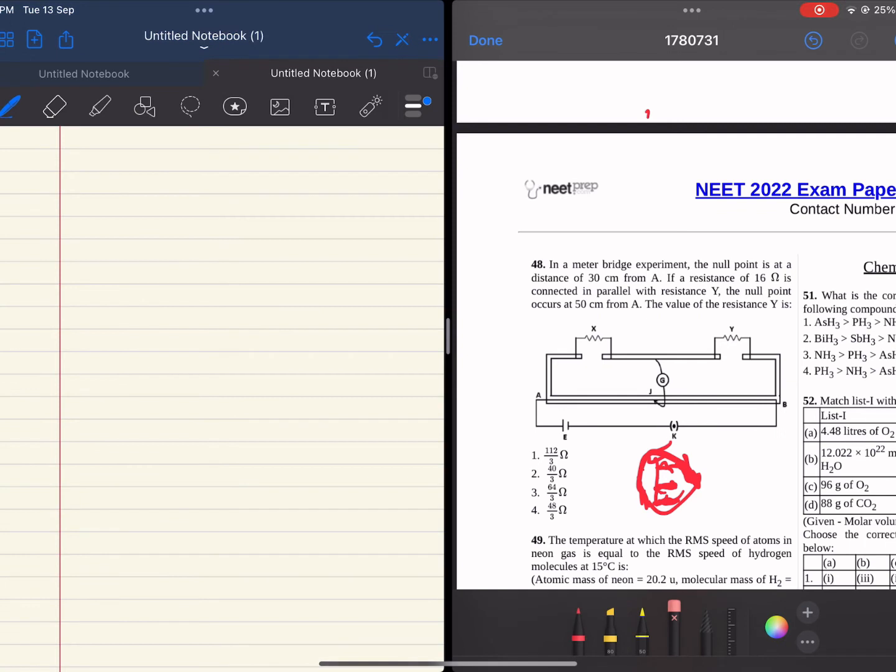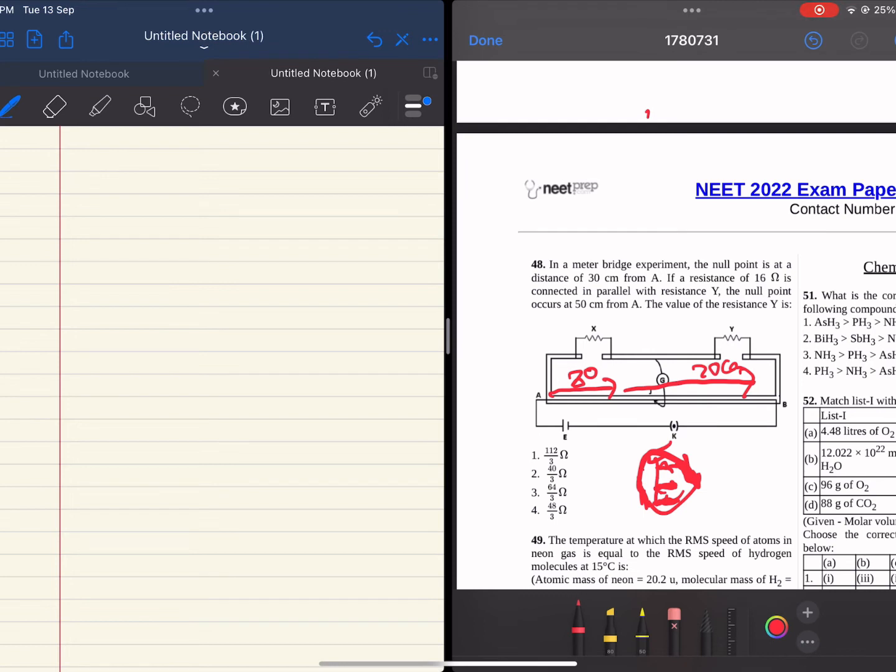Now, how do we approach this question? We know this is a balanced Wheatstone bridge when the galvanometer shows null deflection. So first part is they've given the null deflection at 30 cm from A. That means this is 30 centimeter and this is 70 centimeter. We know the length here is directly proportional to resistance.